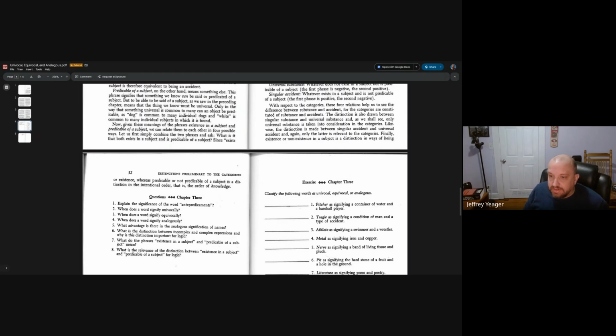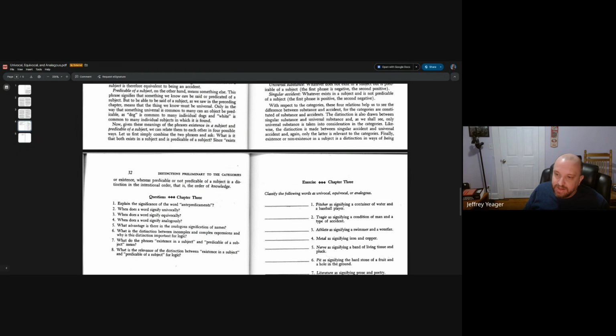And then athlete is signifying a swimmer and a wrestler. Well, a swimmer is an athlete, a wrestler is an athlete. Both of them kind of follow from the same meaning of athlete. So this one would be univocal. Metal is signifying iron and copper. Well, just like with number 3, iron is a metal, copper is a metal. It's univocal. It's the same thing. Metal signifying both of those things, it's univocal. It's the same thing.